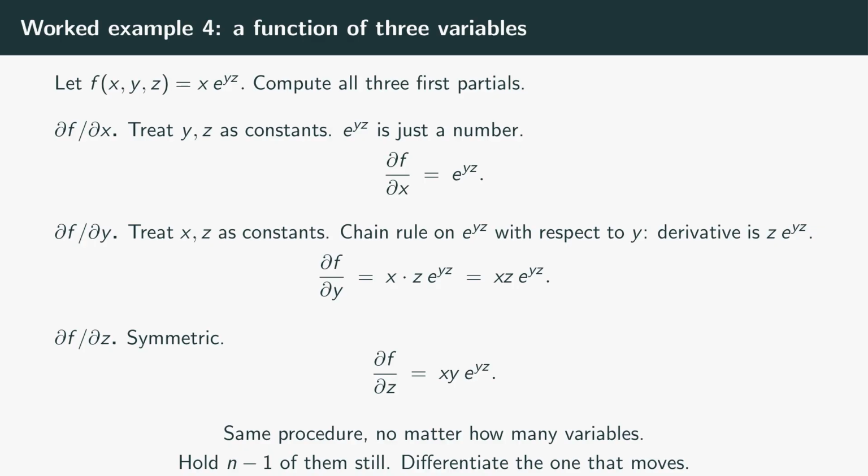Partial with respect to y, now x and z are the constants. The x in front rides along. The e to the yz gets the chain rule applied. Its derivative with respect to y is z times e to the yz, because the derivative of yz with respect to y is just z. Multiply by the x out front and you get xz times e to the yz. Partial with respect to z is the same calculation with the roles of y and z swapped, giving xy times e to the yz. 3 variables, 0 new ideas. Same recipe as before, and yes, it keeps working in 10 variables or 100.